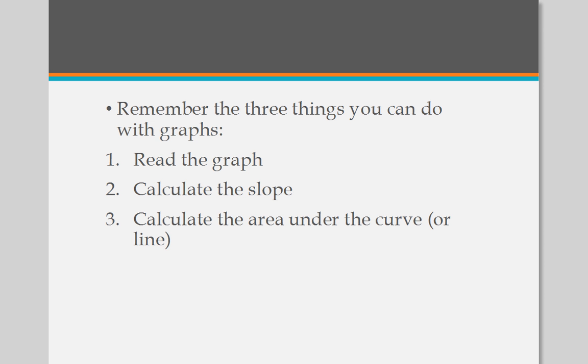Remember, there's only 3 things that you can do with a graph. The first one is very obvious: read the graph. So, Mr. Edgington, what does it take to read a graph? What do you need to look at? Good. You need to identify what the x and y axes even represent. Are they relating displacement to time? Velocity to time? Acceleration to time?